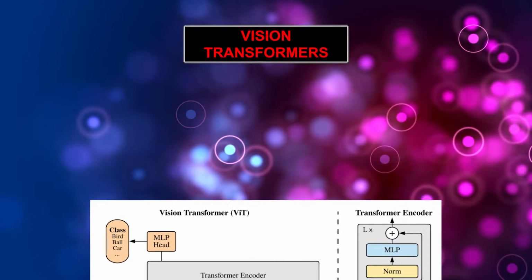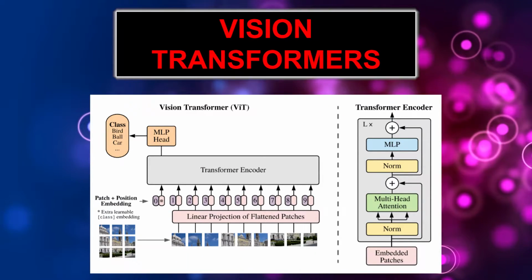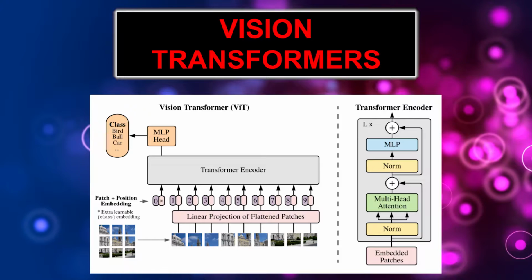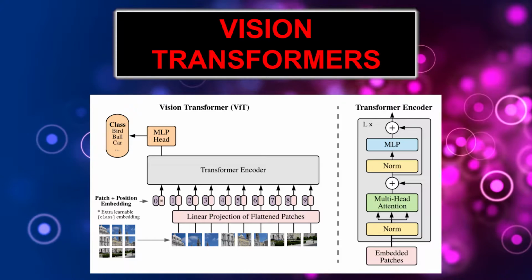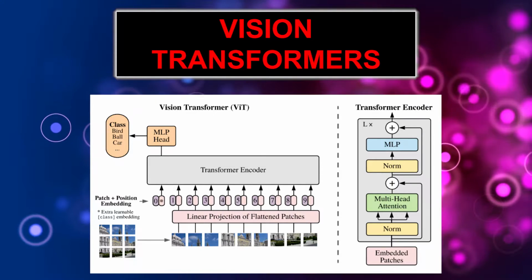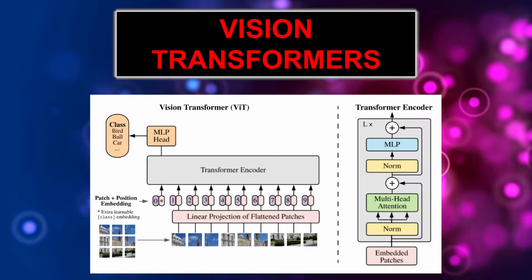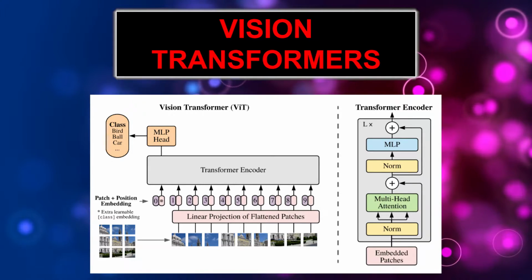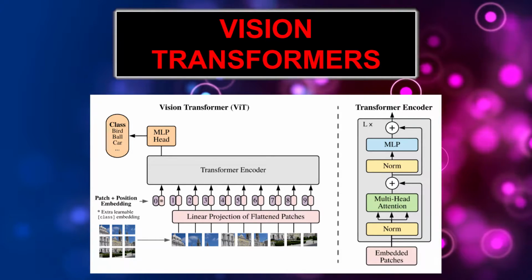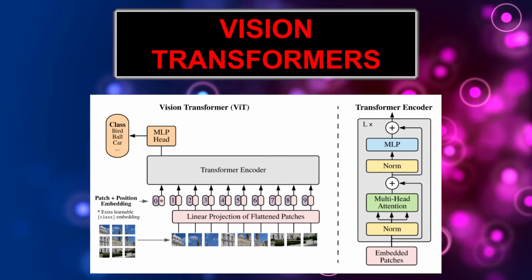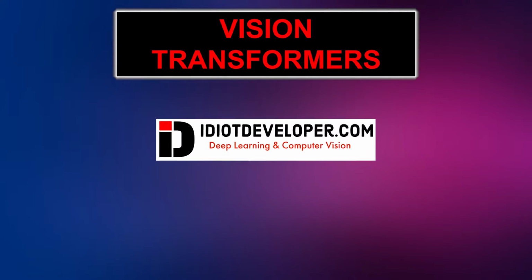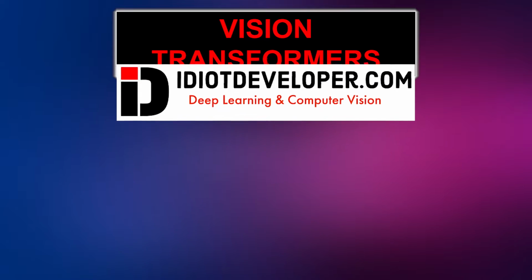Vision transformers have become one of the most popular alternatives to a standard convolutional neural network. It has achieved state of the art in most computer vision tasks. So in this video, we are going to take advantage of the vision transformer and implement an image classifier using the TensorFlow framework.